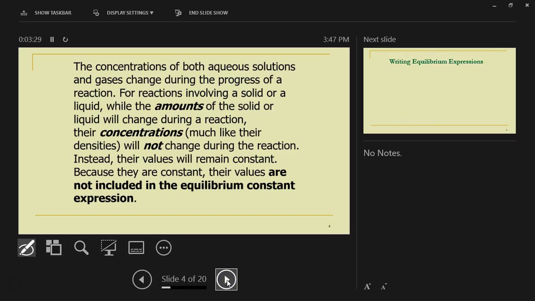So the concentrations of both aqueous and gases change during the process of a reaction. And for reactions involving a solid or a liquid, while the amounts of the solid or liquid might change during the reaction, their concentrations, much like their densities, won't change in the reaction. And since they don't change during the reactions, we don't include them. So their values remain constant, and because they're constants, their values do not get included in the equilibrium constant expression.